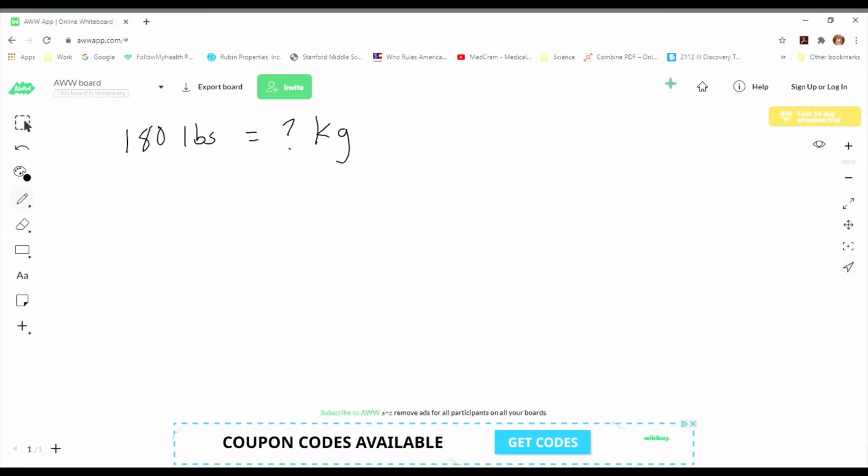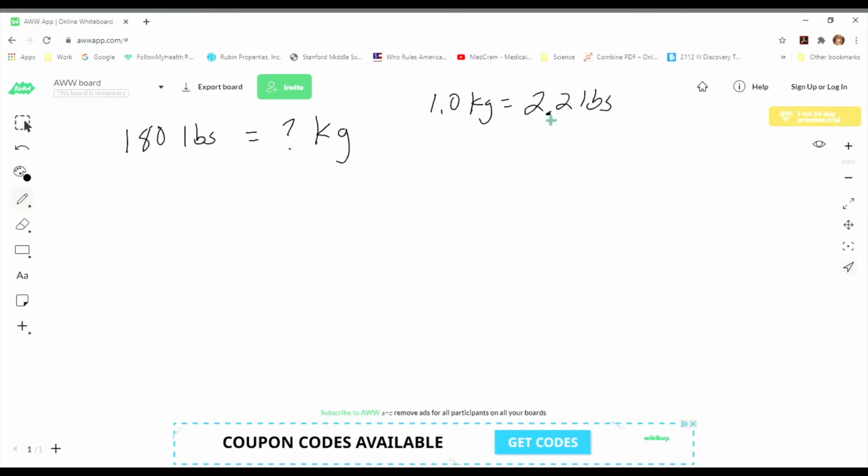So let's say you have to convert it for somebody in Mexico or in Canada or in England who asks how much do you weigh. Well, 180 pounds. I'm sure not everybody here weighs 180 pounds, but whoever this person is, they weigh 180 pounds. How many kilograms is it? Well, you have to know the relationship between pounds and kilograms, and I will give it to you. That relationship is 1.0 kilograms equals 2.2 pounds.